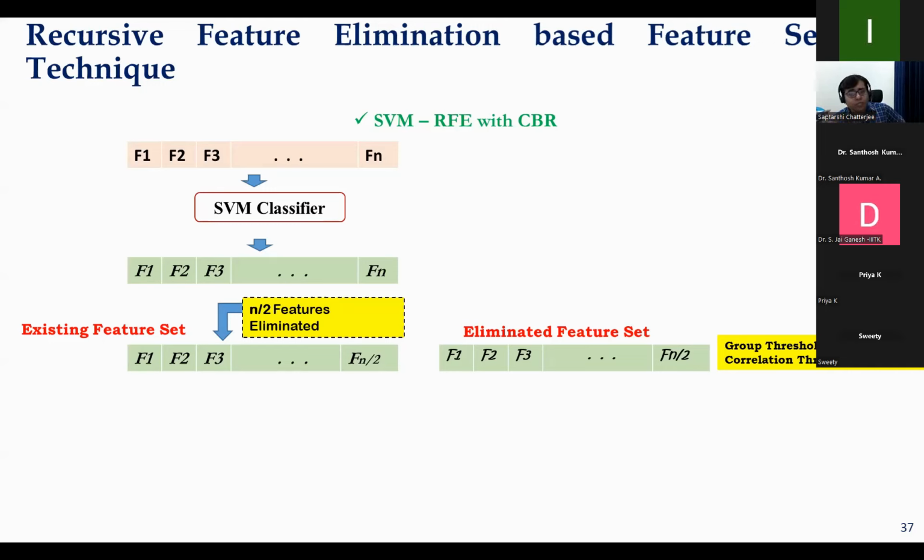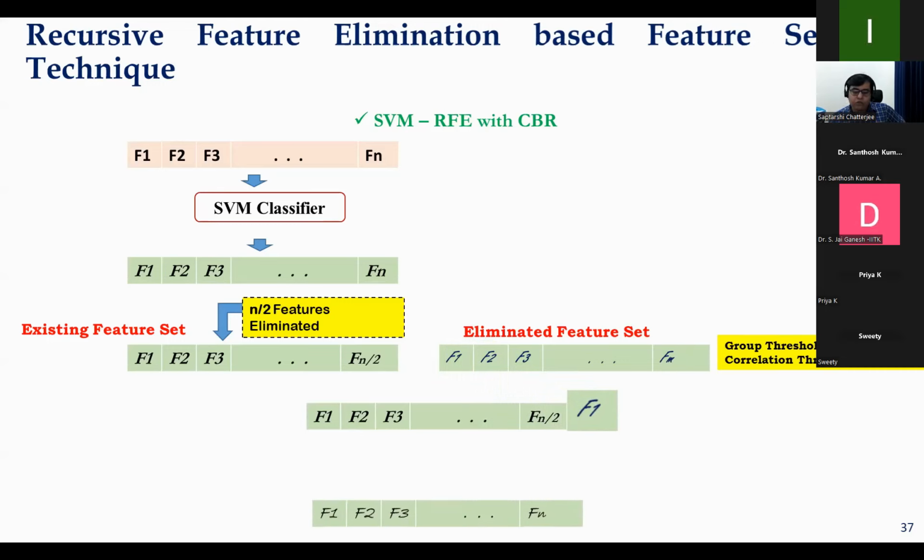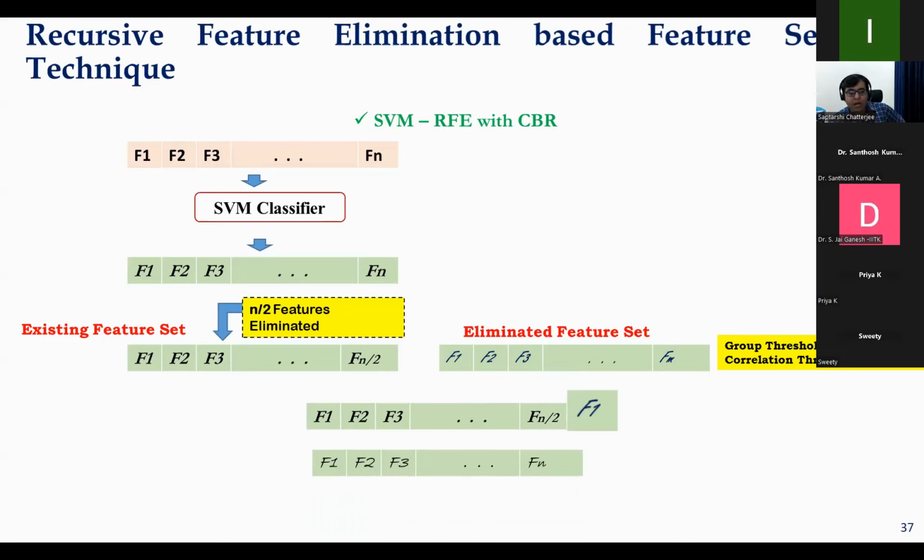The correlation of the other features with that particular highest weight feature will be determined, and depending on the group threshold value, the group of features will be determined. And in that group of features, the features which are highly correlated with that highest weighted feature will be selected, and that feature will go back to the existing feature set. So the feature set now becomes n by 2 plus 1, right?